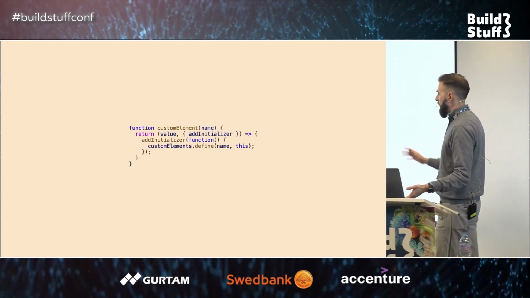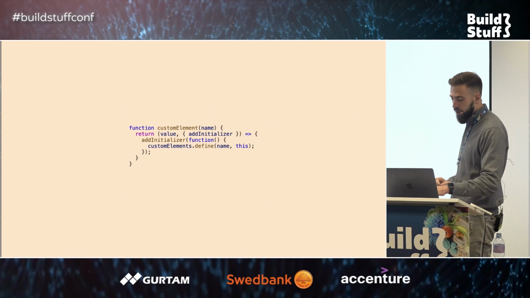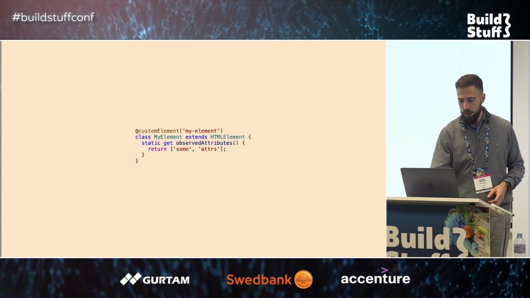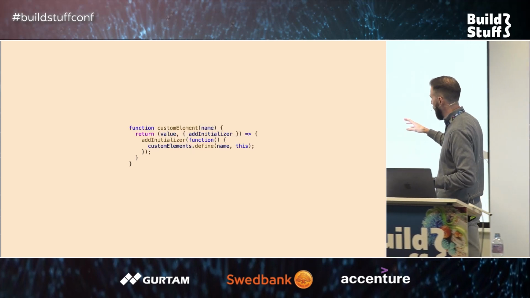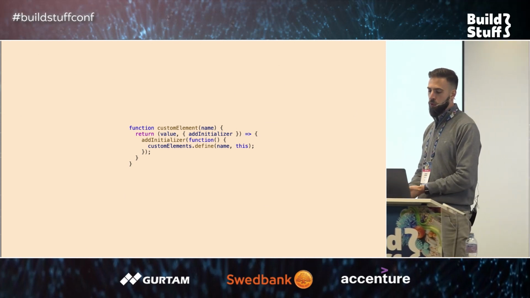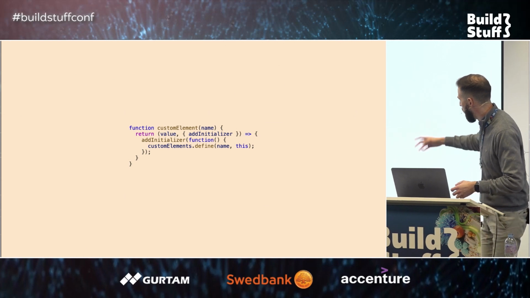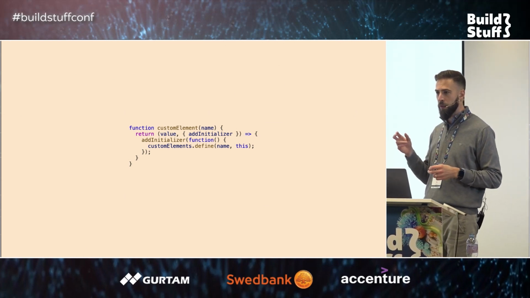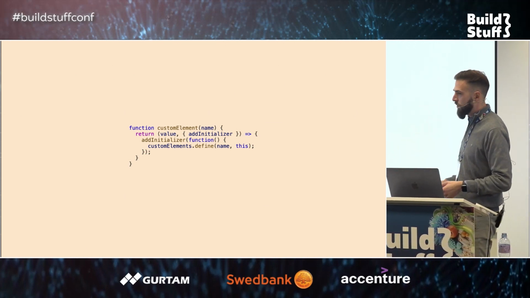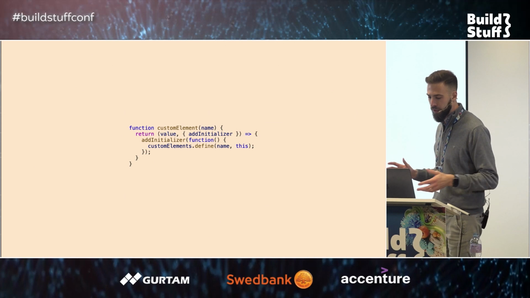Okay, so a decorator is basically just a function. And because we specified a parameter, the name of the element, we have to create this wrapper function in which we receive the name as a parameter, and then we have to return this function, which receives two parameters. The first one is the value that is being decorated, and the second one is a context. We have a few possibilities inside this context, a few things that we can do.